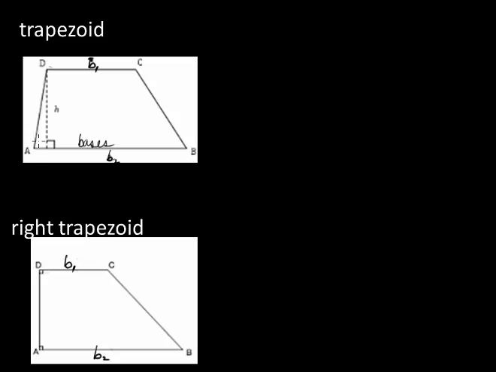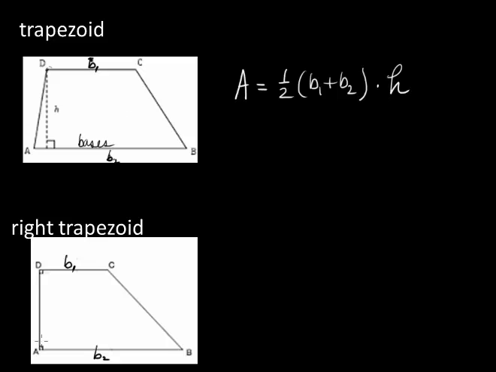And H is the height. H is the perpendicular distance from one parallel side to the other, the perpendicular distance between the two parallel sides. So the area of a trapezoid is equal to 1/2 the sum of B1 plus B2. In other words, the average of the length of the bases times the height.